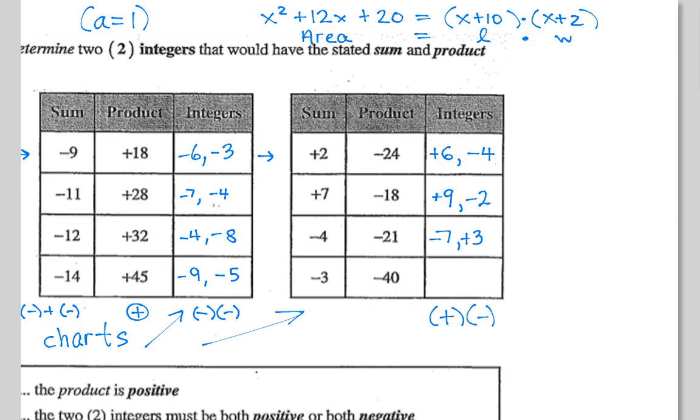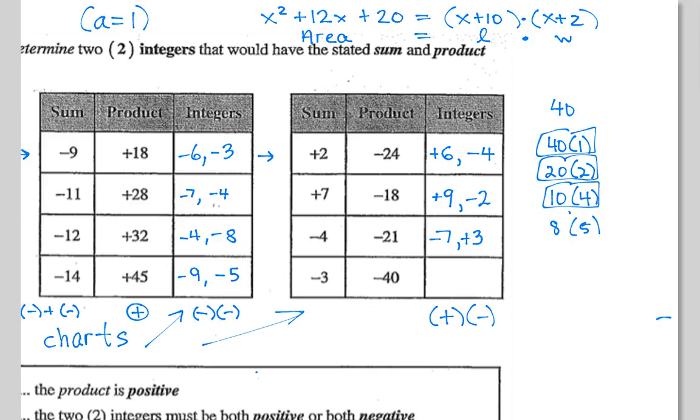Now how about 40? And for 40, I'll just show you, like 40 could be 40 times 1. It could be 20 times 2. It could be 10 times 4. It could be 8 times 5. And I believe that's it. So those are all of the options.